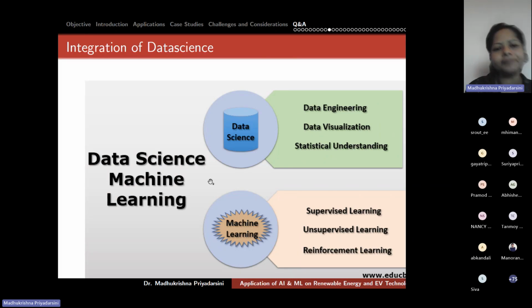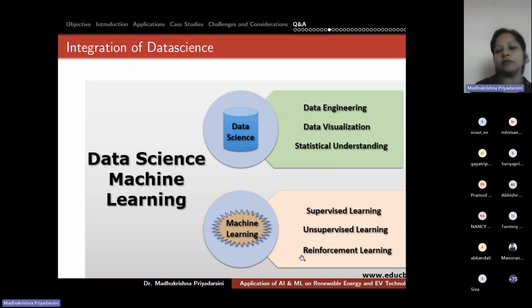And this slide is your data science and machine learning. You have heard about data science, you have already heard about machine learning, but both are different. Data science is a kind of superset, and machine learning is just an implementation area of it. In data science, we use data engineering, data visualization, and statistical understanding, and to get the output of all these fields, we use machine learning.